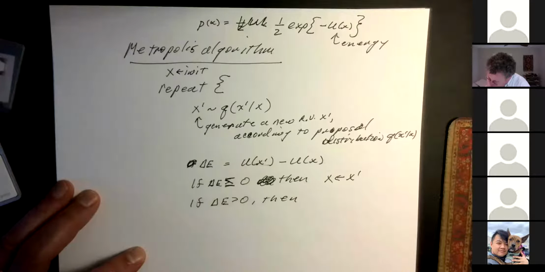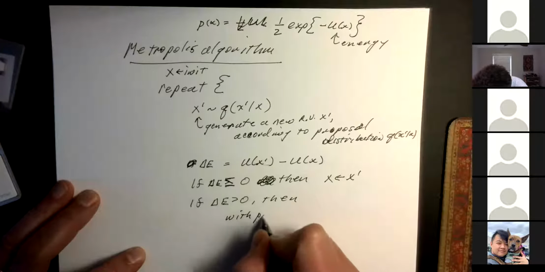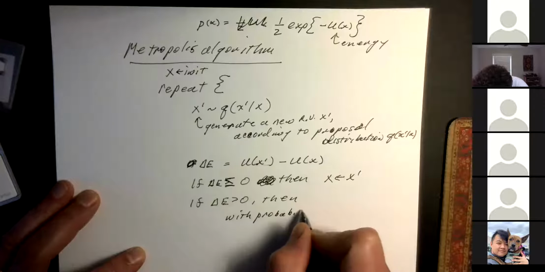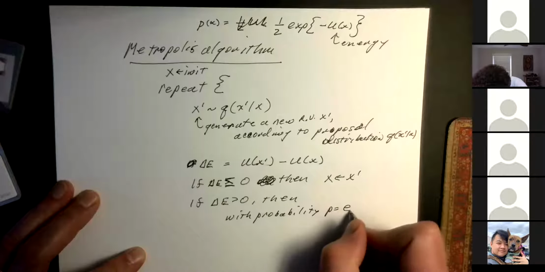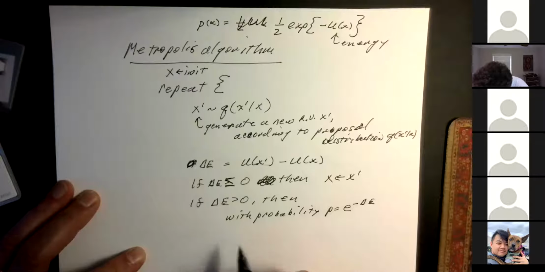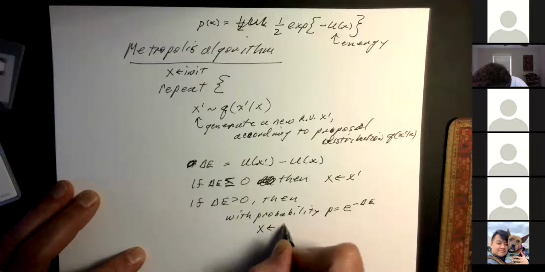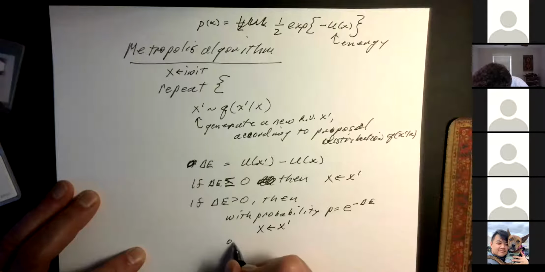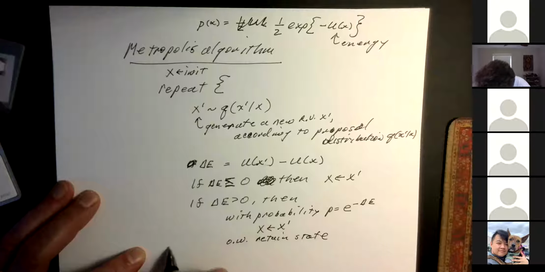With probability P equals e to the minus delta E, you set X to X prime, and otherwise you do nothing, or retain the state. Okay.